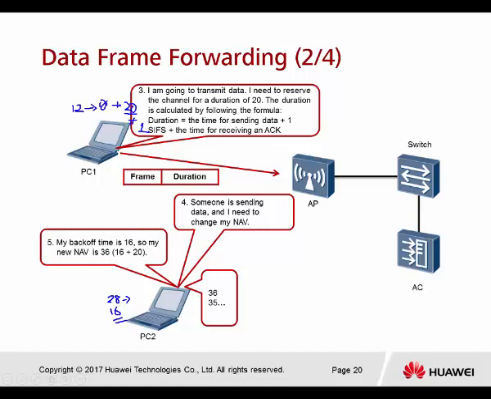So now it becomes 20 plus 1. The total time required is 20 plus 1. My backoff window requires me to wait 16 seconds, and now I need to wait an additional 20 plus the time of the acknowledge. So that becomes a total of 36 plus the acknowledge. Because right here they didn't mention the time for the acknowledge, they just wrote down 36. And then PC 2 continues the countdown until PC 1 finishes forwarding the entire frame.